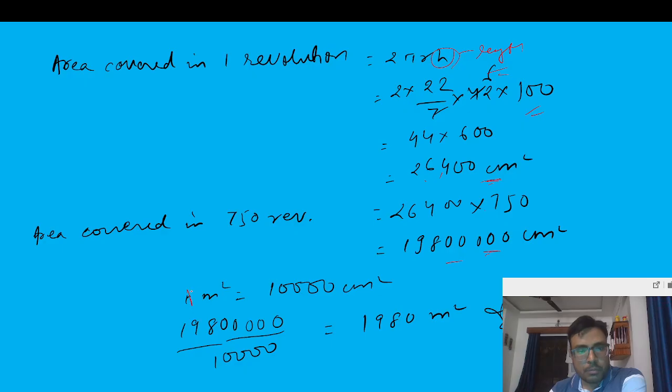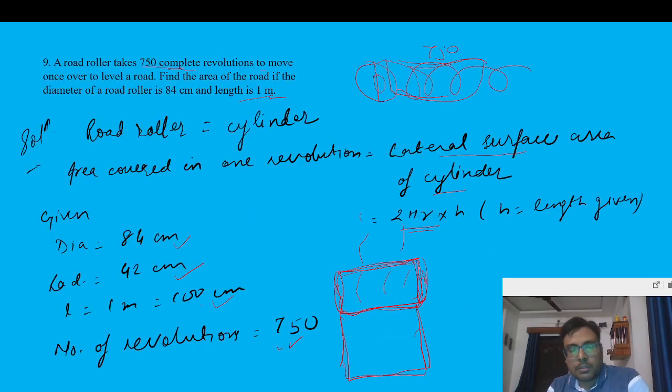Now 1 meter square is equal to 10,000 centimeter square. So convert it into meter square, divide the answer by 10,000. So this cuts this, and 1980 meter square will be the area covered in 750 revolutions. So what you have to understand is the area covered in one revolution is the lateral surface area. Once you get this part, you can easily come to the solution.